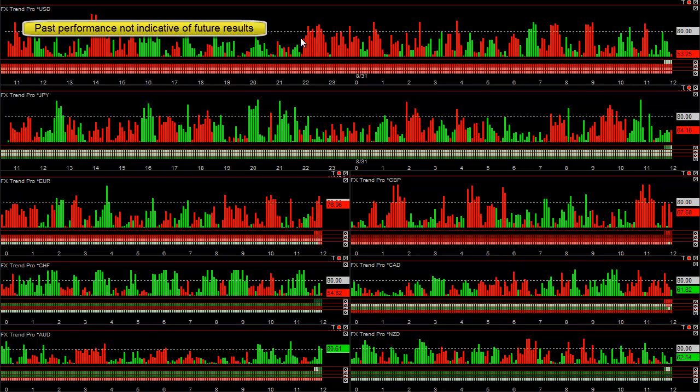And so anytime you see an extreme reading at or above 80 and it's red, that currency is extremely weak, pretty much going down against all the other pairs, and more importantly, it's going down with intensity, which means it's likely to continue going down. Not all the time, but more often than not.